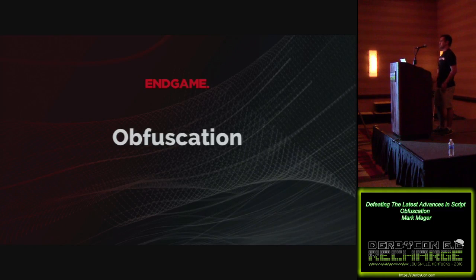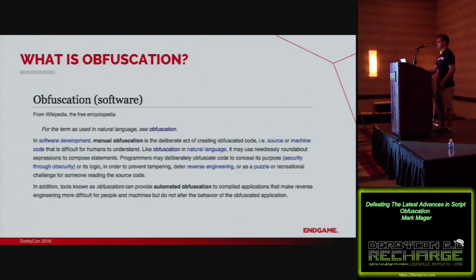So, obfuscation. What exactly is obfuscation? Well, here's Wikipedia's long-winded description of obfuscation, which actually starts out as a bit of a circular definition. But, in short, obfuscation is deliberately obscuring the purpose and/or logic of source code through manual or automated means.